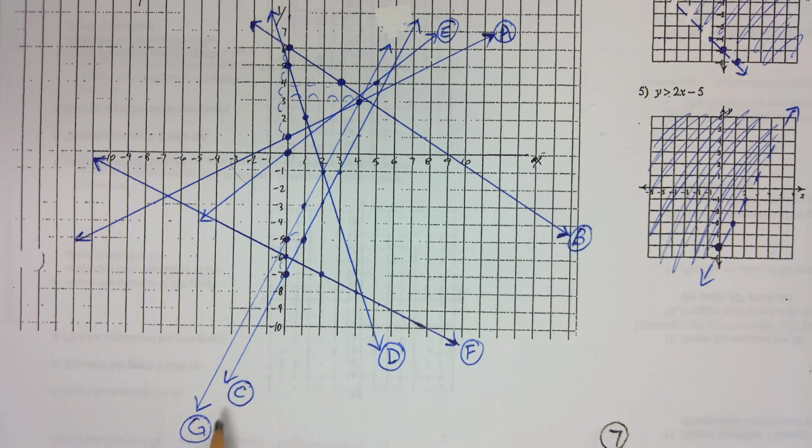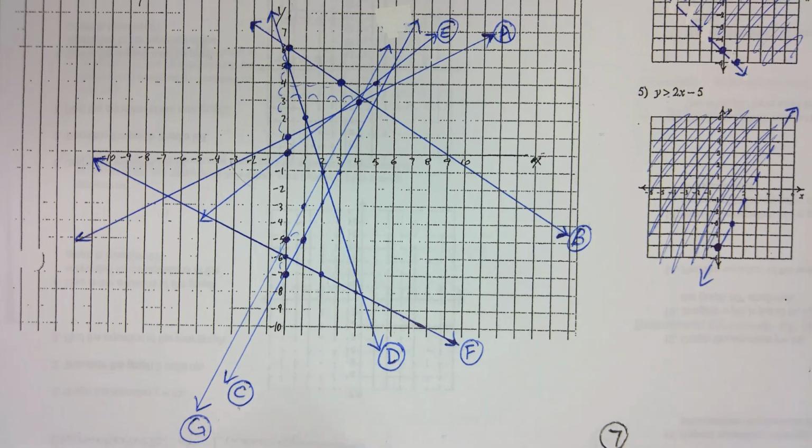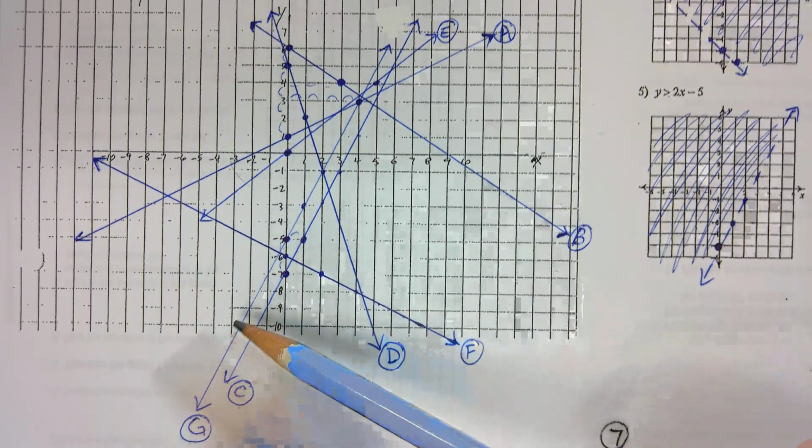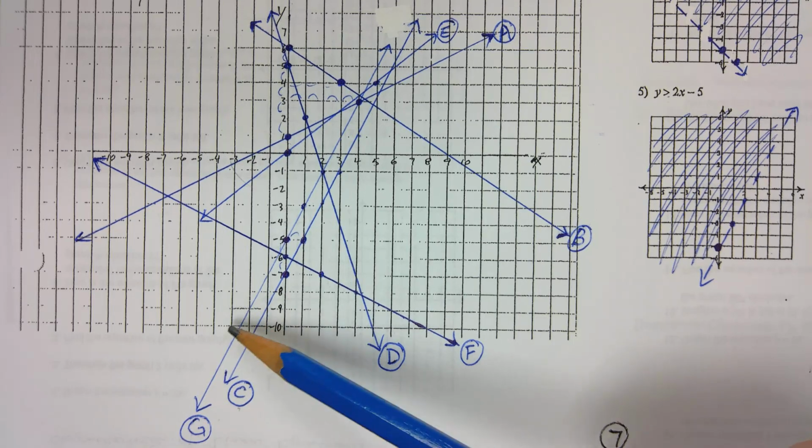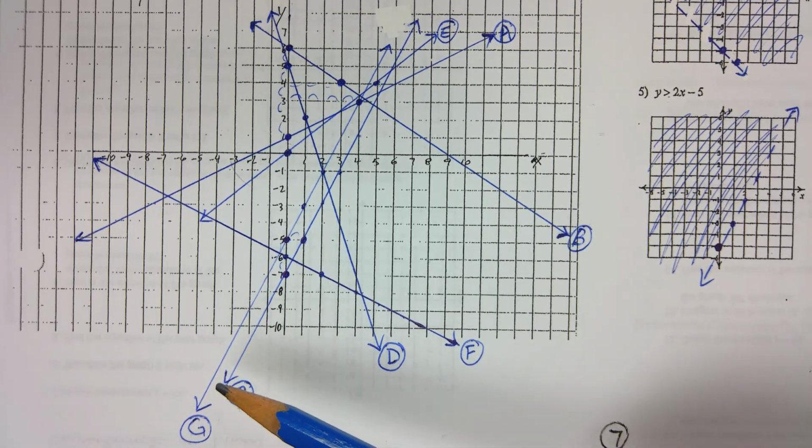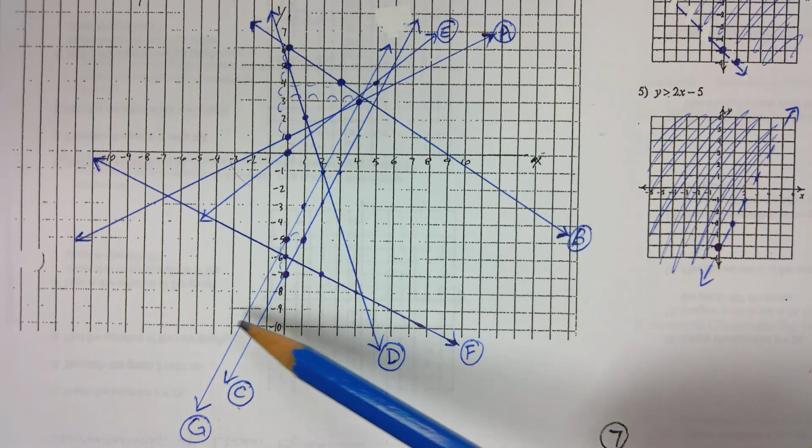Okay. What do you notice about line C and line G? If you were to describe these two lines graphically, what can you say about line C and line G? How would you describe it graphically? Yep. The lines are parallel to each other. Parallel. Excellent. Right. Do parallel lines ever meet? No. No. Right. All right.